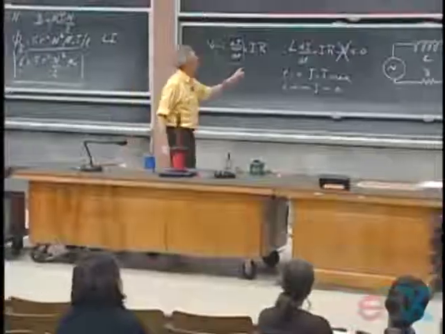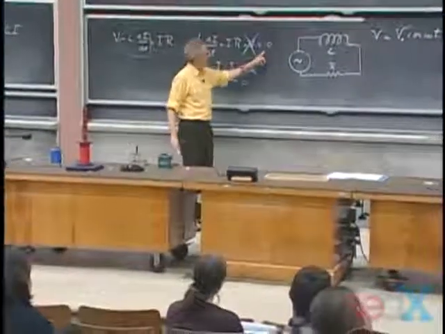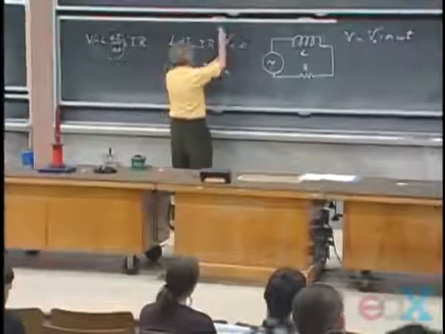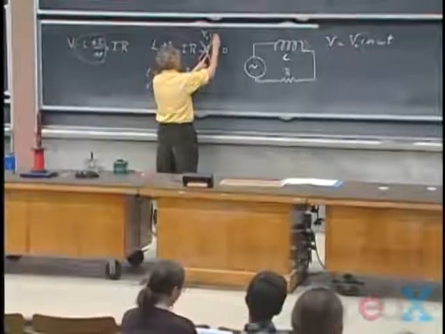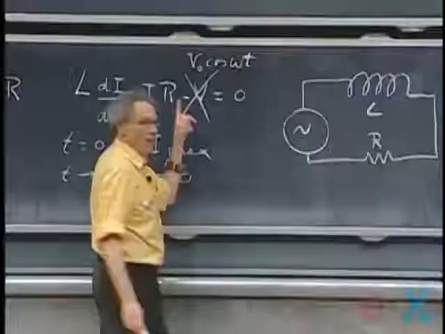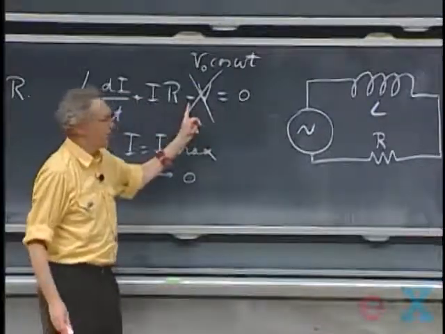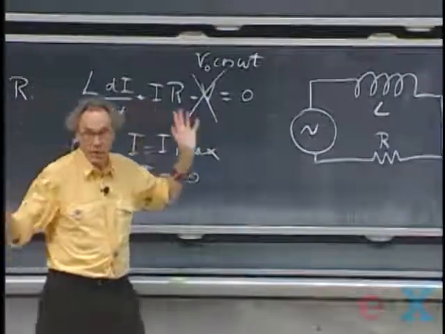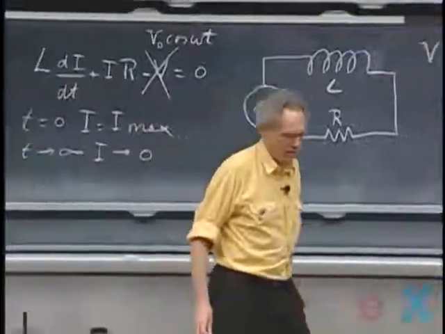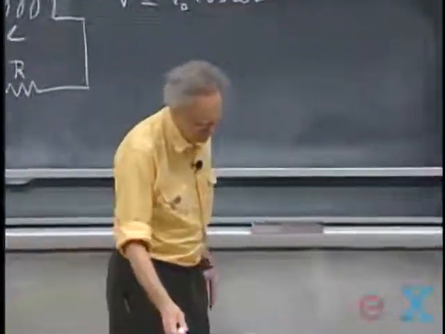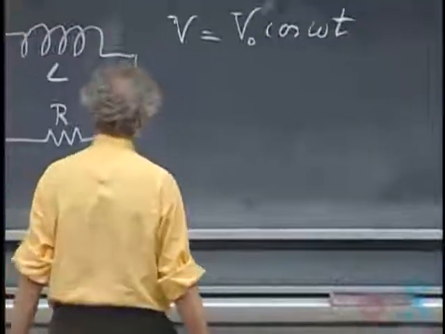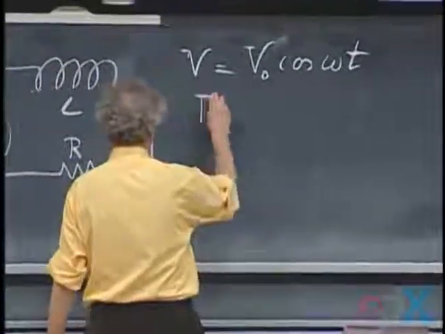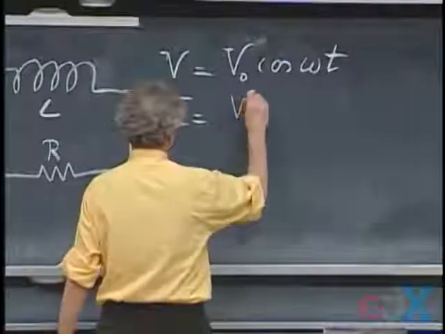And of course the differential equation is going to be exactly like this, except that V now is V0 times the cosine of omega t. And now I have to solve for this differential equation. That's the only difference, so I don't have to start from ground zero. And the solution to this differential equation is quite remarkable and not so intuitive.